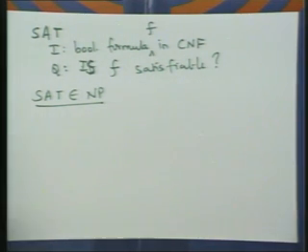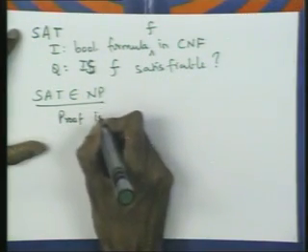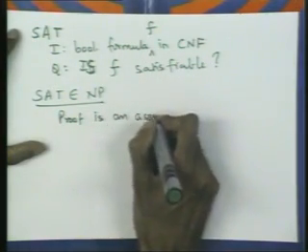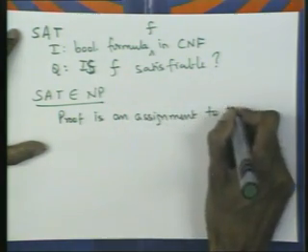Well, I hope most of you have answered this question by now. The proof that the prover gives is just a satisfying assignment. So the proof is an assignment to the variables.